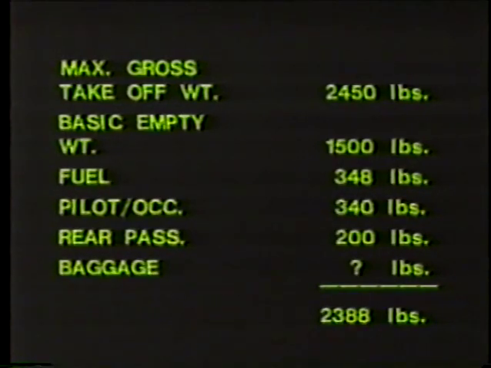Begin with listing the items and weights on your worksheet. Basic empty weight is 1,500 pounds. 58 gallons of fuel weighs 348. The front seat occupants weigh 340 pounds. The rear seat occupants weigh 200 pounds. The baggage is an unknown value. Total the known weights. Subtract 2,388 pounds from the maximum gross takeoff weight of 2,450 pounds and get 62 pounds remaining for baggage.